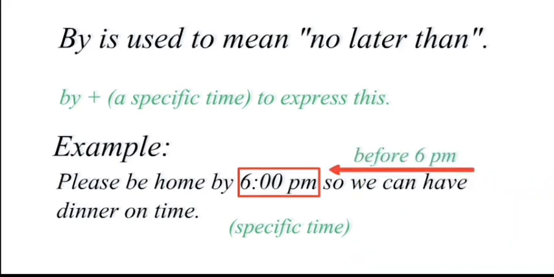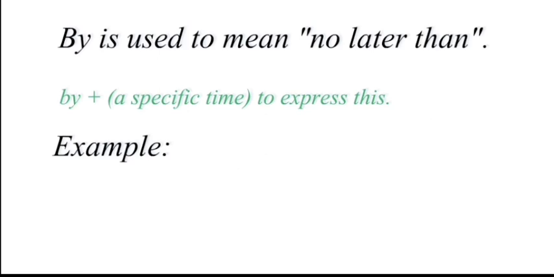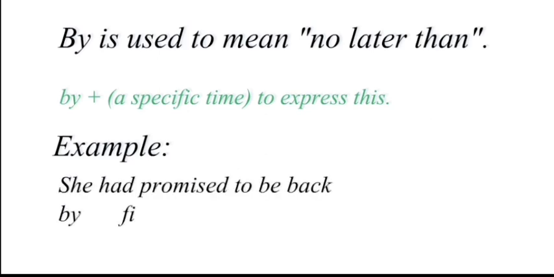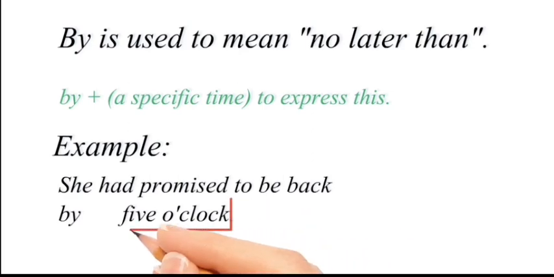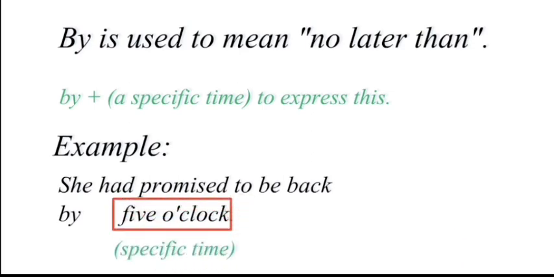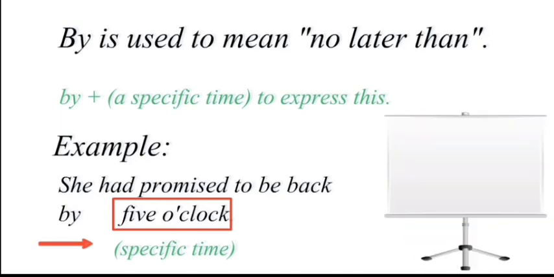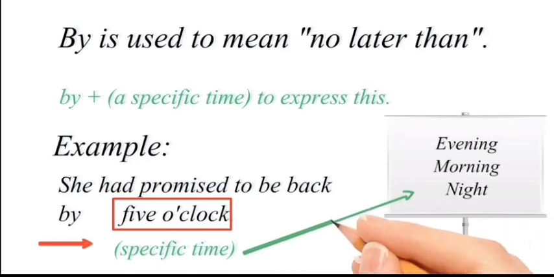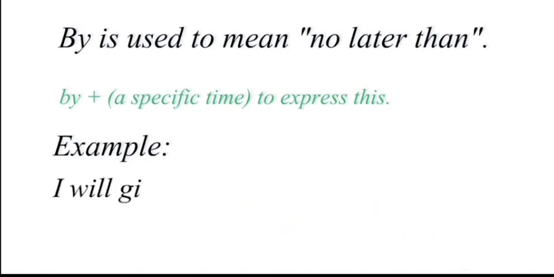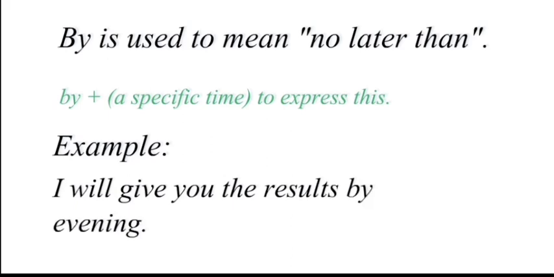The important fact here is, this means that the latest you should be home is 6 p.m. So here this is a set deadline. See another example. She had promised to be back by 5 o'clock. Again, 5 o'clock is a specific time used after by. Make sure that evening, morning, night, they are also a specific time. Like I'll give you the result by evening. Now see the preposition until.